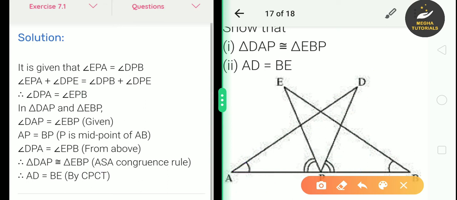Now two triangles are congruent. Therefore, we can write their corresponding parts. So AD is equal to BE using CPCT or CACT. So this is the required proof.